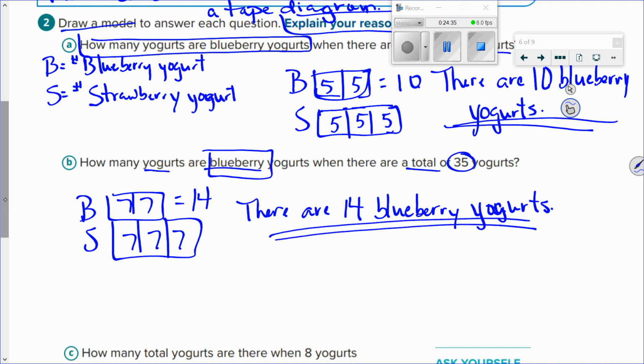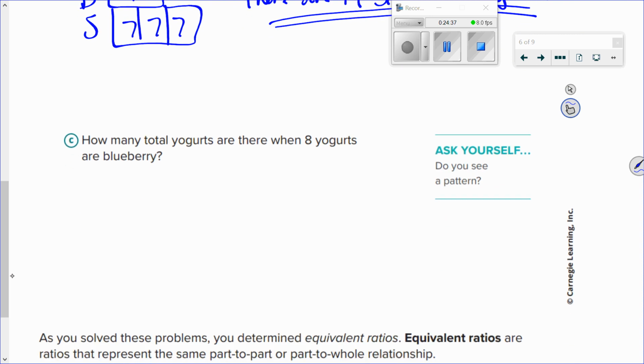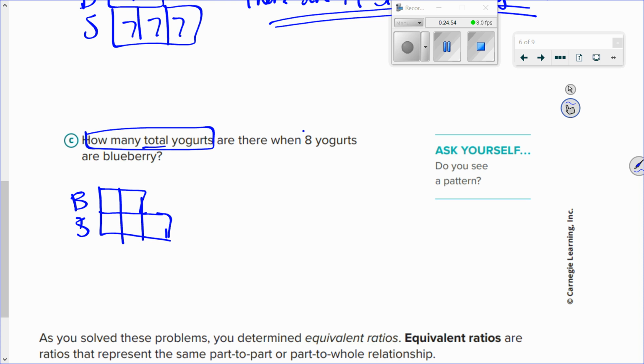Then our last one. So we start with our same diagram because our ratios haven't changed any. So we've got 2 to 3, not 4. Blueberry, strawberry. But now I want to know how many total when 8 yogurts are blueberry. So here's where I've got to start getting a little more specific. They had to give me that third piece of information, which is 8 are blueberry.